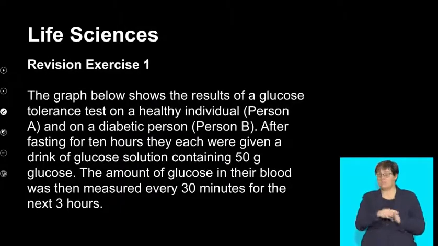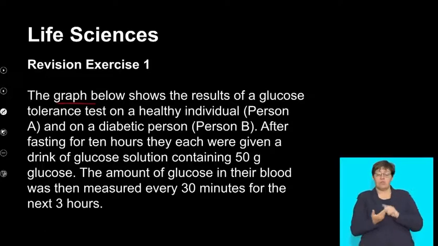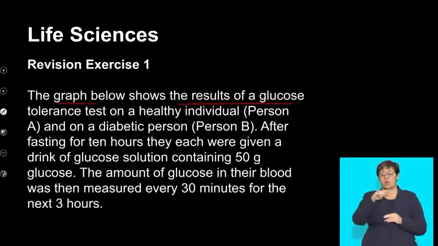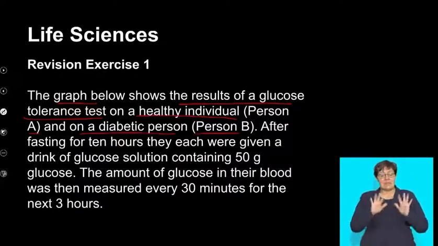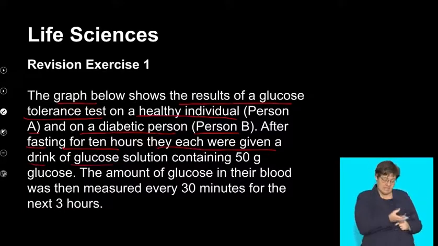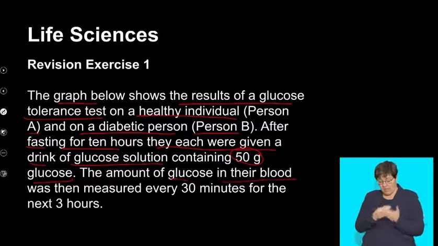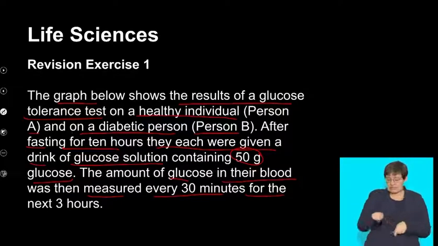So the question reads, the graph below shows the results of a glucose tolerance test on a healthy individual, person A, and on a diabetic person B. After fasting for 10 hours, they each were given a drink of glucose solution containing 50 grams of glucose. The amount of glucose in their blood was then measured every 30 minutes for the next 3 hours.